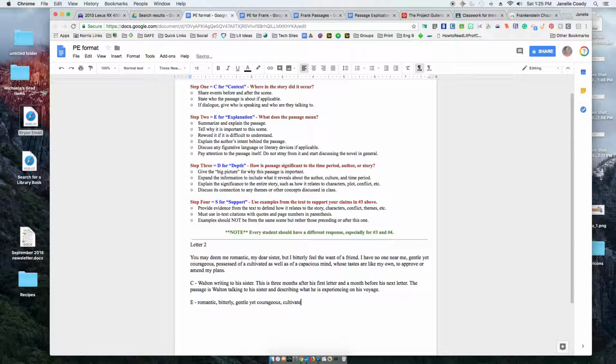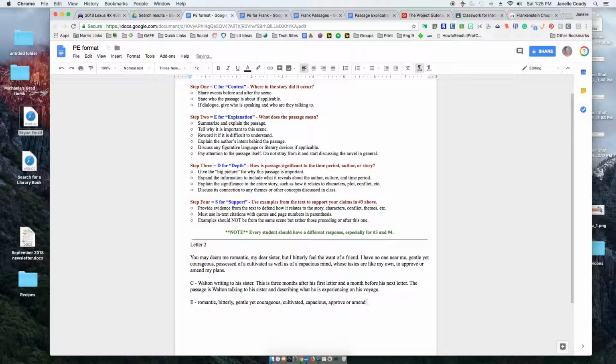Cultivated sounds like farming. Possessed of a cultivated as well as a capacious. So I'd have to look that word up, right? May not know what it means, so you'd have to look that up. Whose tastes are like my own, to approve or amend. Approve or amend my plans.